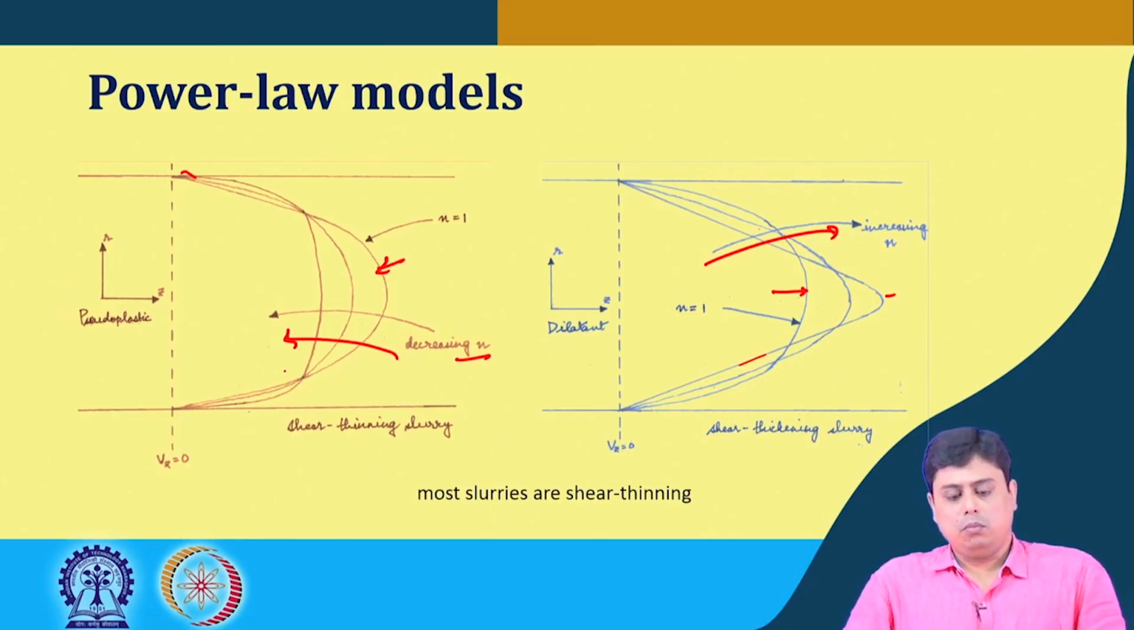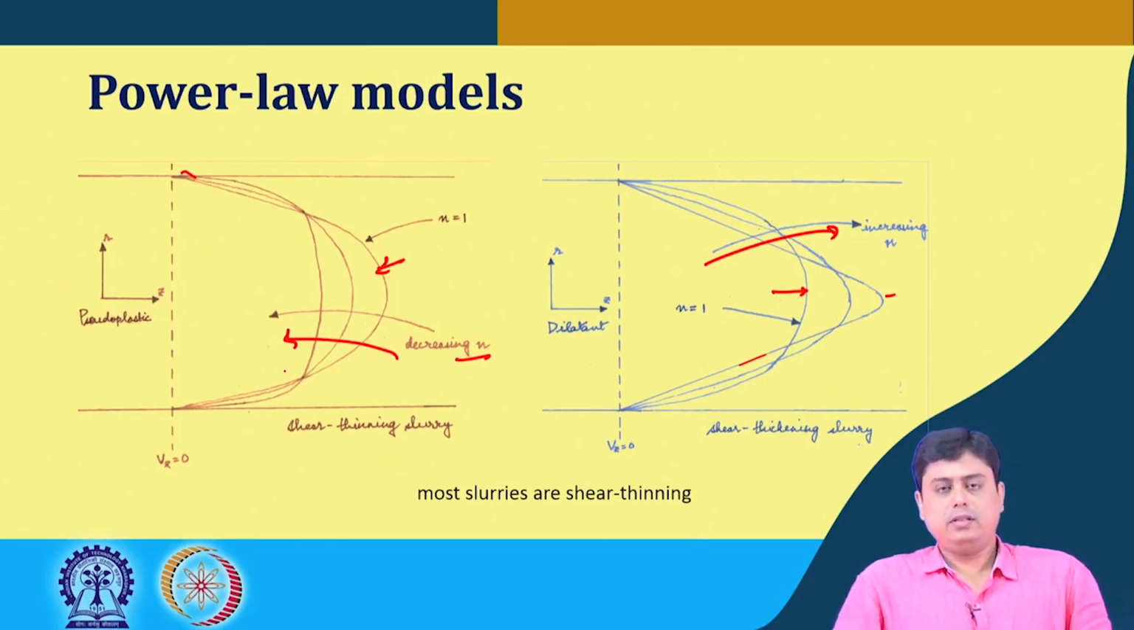So, most slurries exhibit shear thinning behavior, because the hypothesis is that these slurries contain fine particles which create aggregates with increasing shear, and these aggregates basically have a lower resistance to flow. So, it becomes a more flat-like profile in this case. The gradient is lesser in the middle.